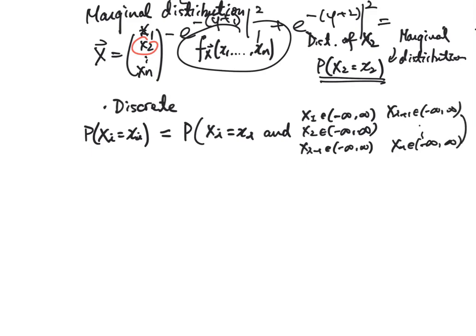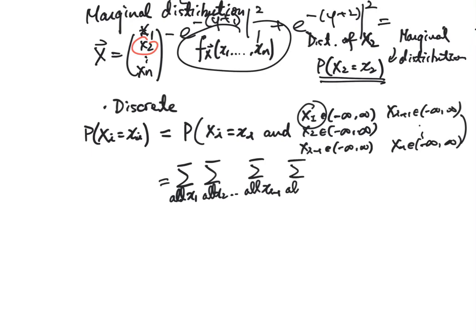Given this joint density function, you can compute this probability by computing this summation. You just sum up all possible values of S1, then all possible values of S2, up to Si minus 1, then the summation over all possible values of Si plus 1, up to Sn. So a lot of summations. We just skip the Si, because Si takes a particular value, and then you just get this joint density function.